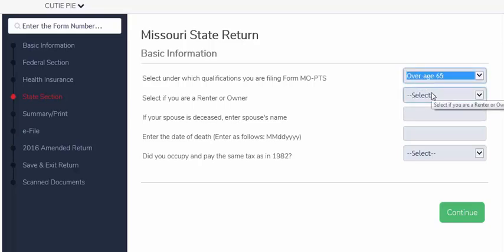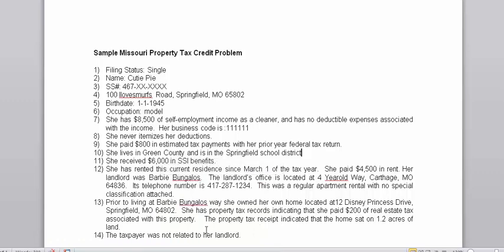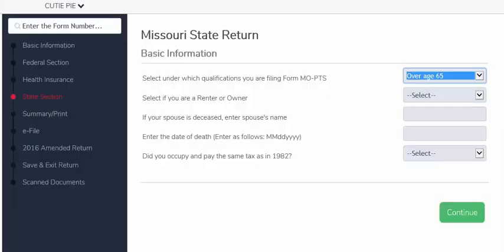And then you have to indicate if the person owned or rented their house. So let's go back into our information here. And it looks like she has rented this current residence since March 1st of the tax year. And we have some other information. And then here, prior to living at Barbie Bungalows Way, she owned her own home at 12 Disney Princess Drive. So we've got a person who has a couple different things going on. That means we're going to have to fill out two different versions of this form for her.